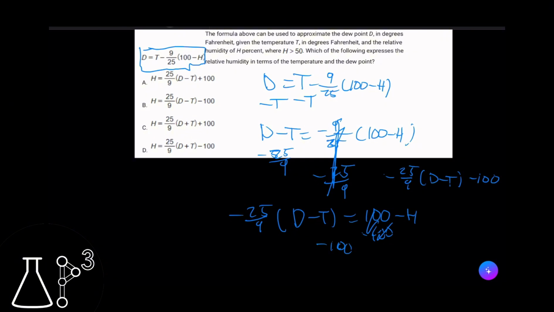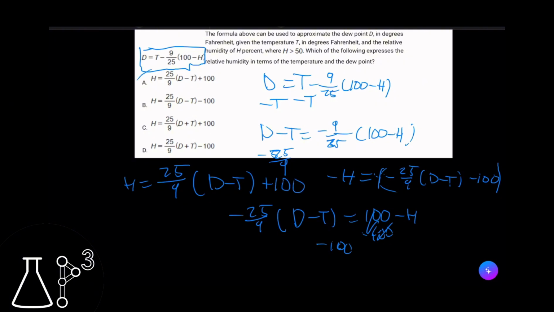So let me just rewrite this, which equals -H. Before we can solve this question, H is still negative. So I need to multiply everything on the right side by negative so I have H by itself. So this whole expression, multiply it by negative. And if I do that, I'm going to get H equals positive 25 divided by 9, times D minus T, which stays the same. And I get positive 100, making my answer A.